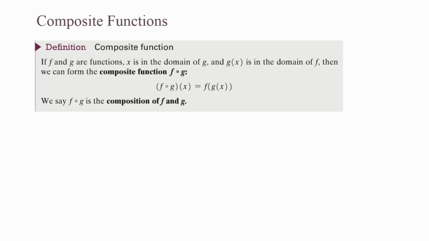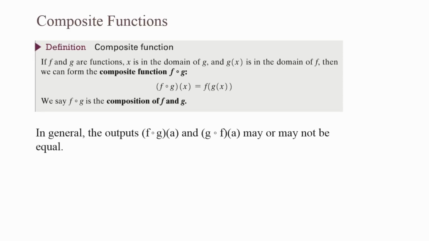Composite functions. If F and G are functions, X is the domain of G, and G of X is the domain of F, then we can form the composite function F of G. So you have F and then a circle, G in parentheses, and then X in parentheses. That means the same as F parentheses, G parentheses, X, close parentheses. We say that F of G is the composite function of F and G.